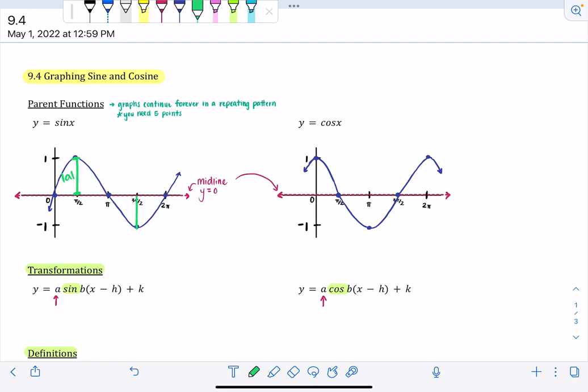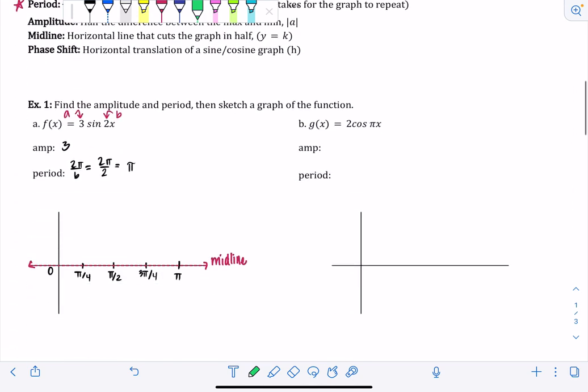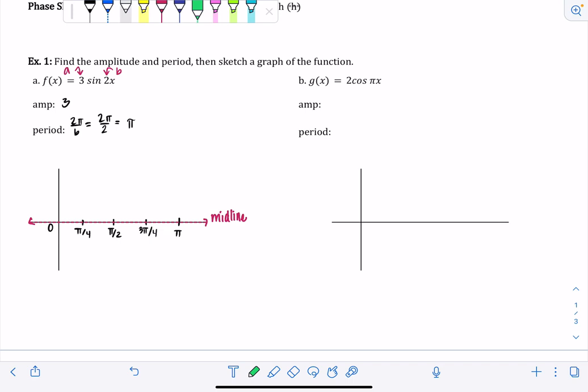So the distance we're going from the midline to the max is 1, and then down to the minimum is also 1. So on my function, though, the amplitude is 3. So the distance I'm going to go from the midline up to my max is going to be 3, or down to my minimum is going to be down 3. So I have to scale my y-axis by 3. Okay, so now I'm ready to put my points.